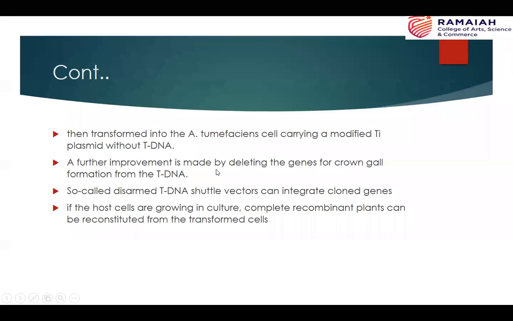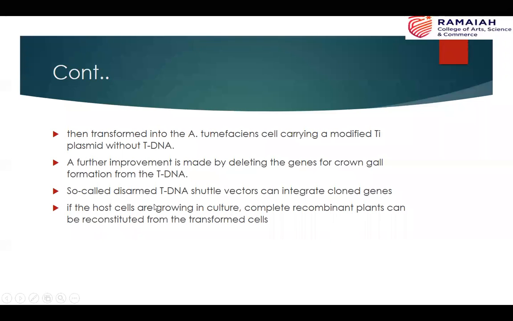And further improvement is also done to this plasmid by deleting the genes of crown gall formation from the tDNA. As I was mentioning in the previous slide, the genes which are present in the tDNA portion of this Ti plasmid are responsible for causing this crown gall disease. Because we don't want that disease to happen, and at the same time we want to use this Ti plasmid for producing recombinant plants, the genes which are causing this crown gall disease also have been deleted from the tDNA portion.